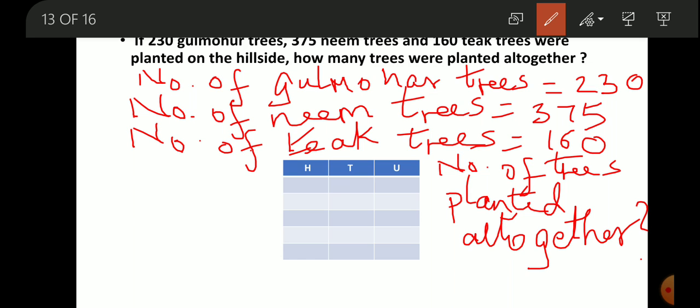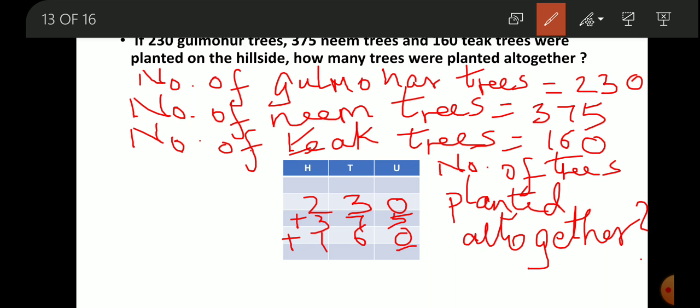Okay, now you have to write the numbers here. 230 plus 375 plus 160.